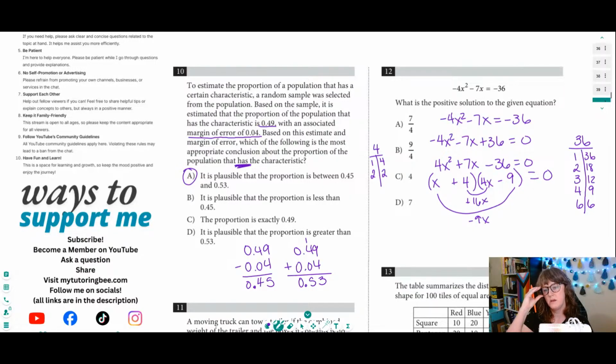All right, and then we're going to set each of those equal to 0, and we want the positive solution to the given equation. Well, I can tell that x plus 4 equals 0 is going to result in a negative solution, so that's not going to be it. But 4x minus 9 equals 0: I'm going to add 9 to both sides and then divide by 4. So we get x equals 9 over 4. That's a positive. That is the positive solution for this equation.